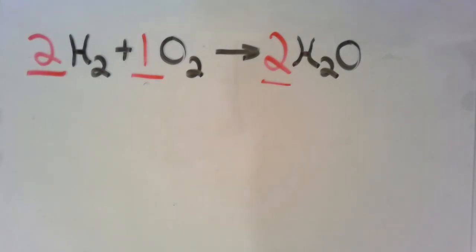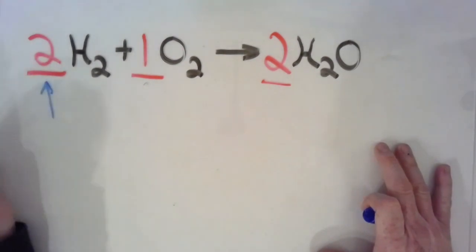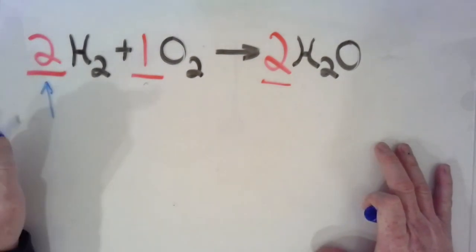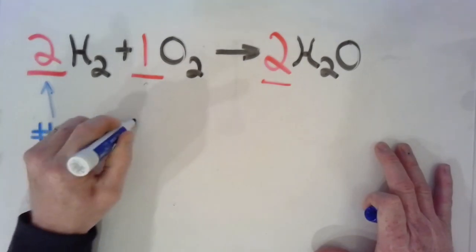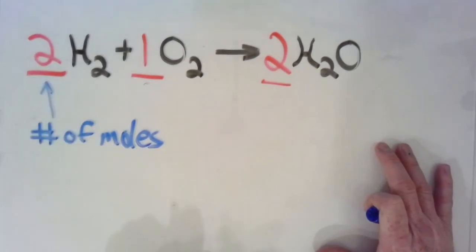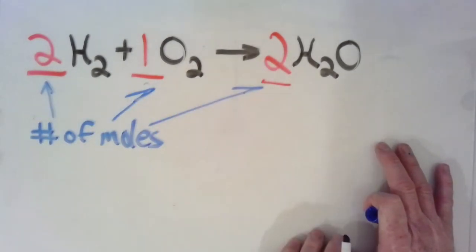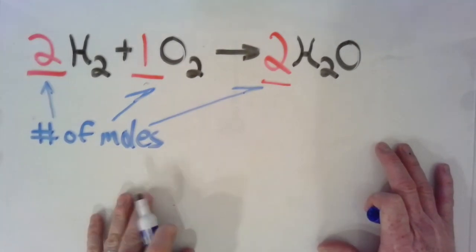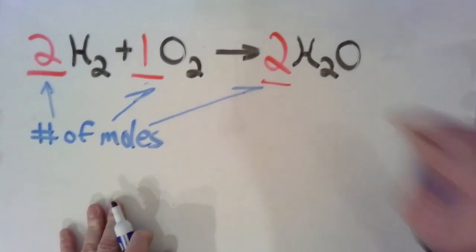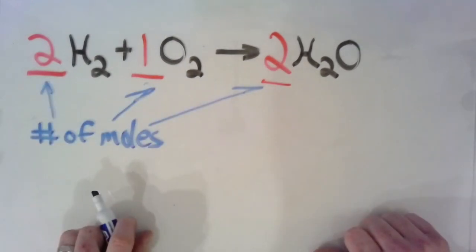But here's the interesting side of the tale. The coefficients are now telling us the number of moles of that substance that come into play. And if they're telling us the number of moles, and we now know how to calculate the molar mass, well, we can actually figure out how much water is being made in this entire process.